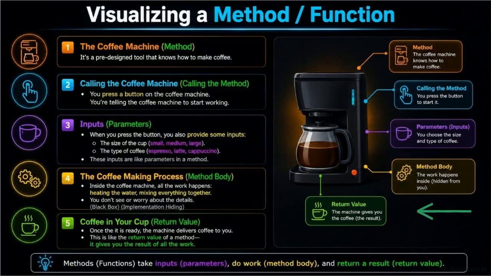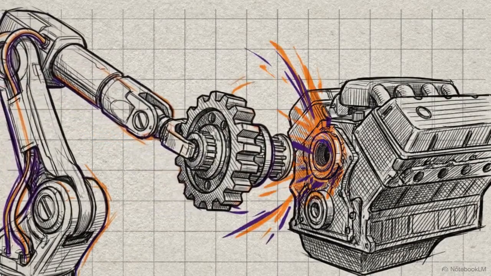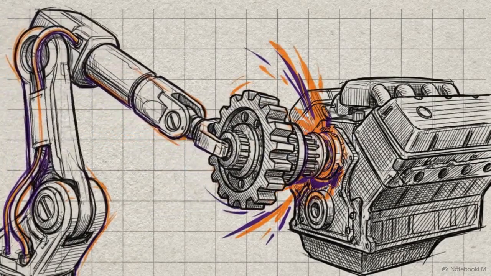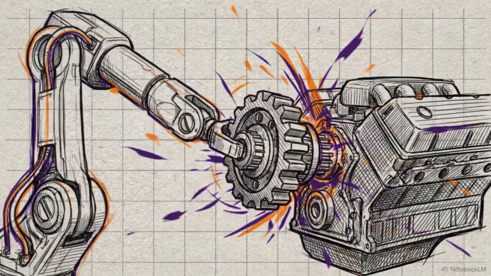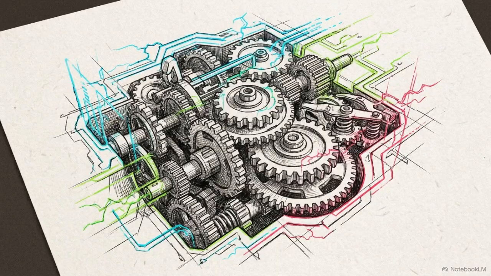Finally, the machine delivers the return value to the user, completing the cycle. Provide the correct inputs, and the machine guarantees the expected output. Developers can rely on complex logic without re-engineering it every single time. Let's map this physical model directly into actual code.